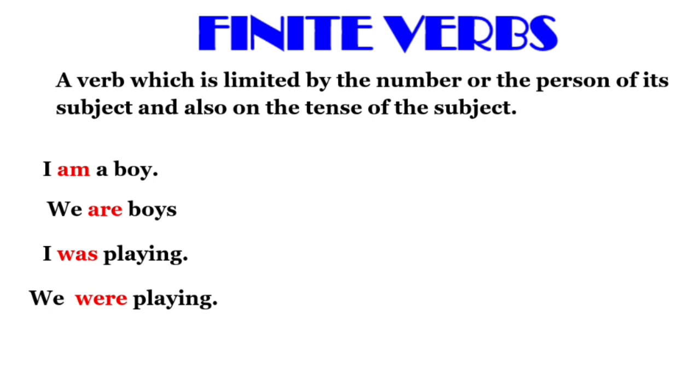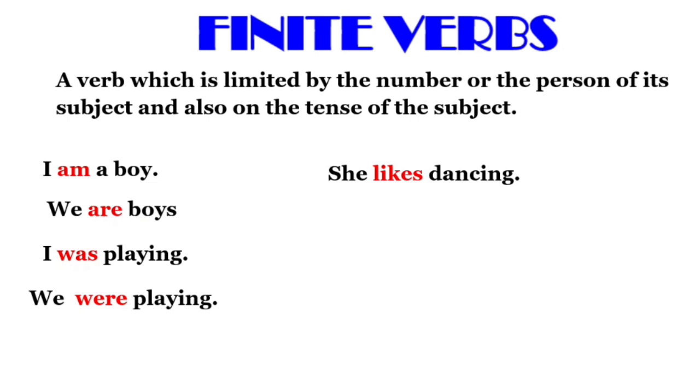If the subject is singular, am, was, is. If the subject is plural, are, were. We are changing them according to the subject and tense. They are called finite verbs.